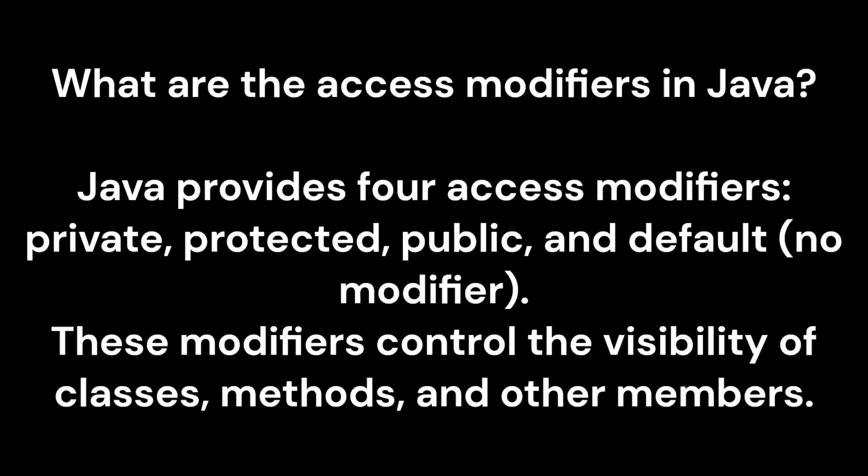What are the access modifiers in Java? Java provides 4 access modifiers: private, protected, public, and default, no modifier. These modifiers control the visibility of classes, methods, and other members.